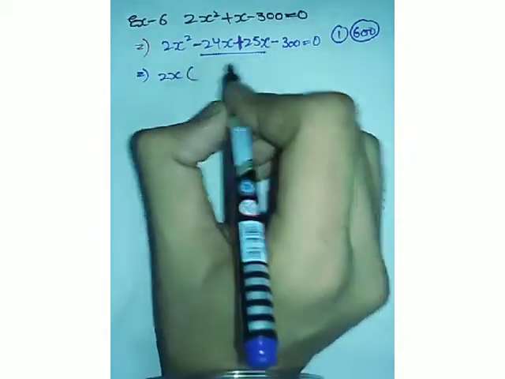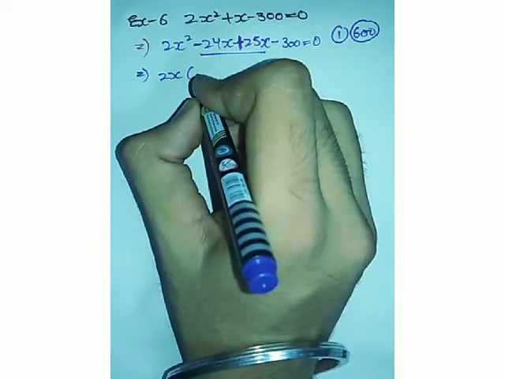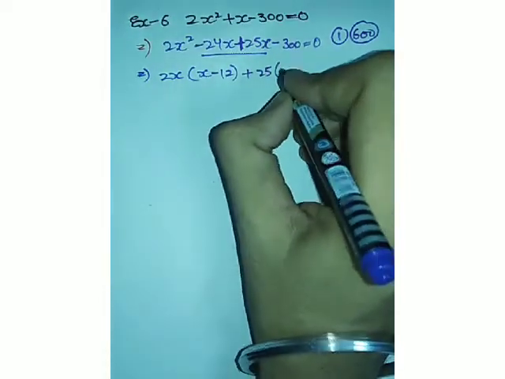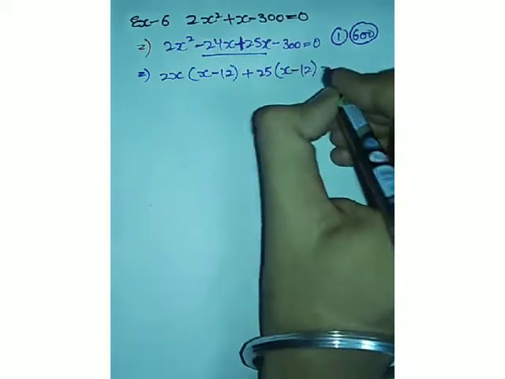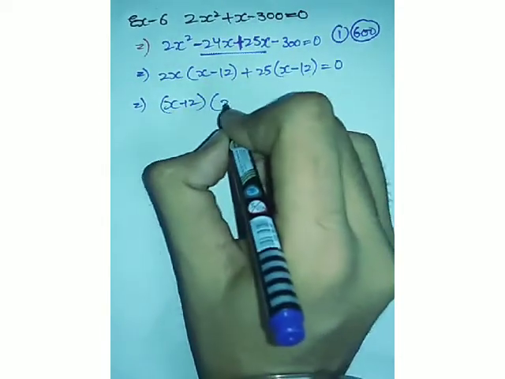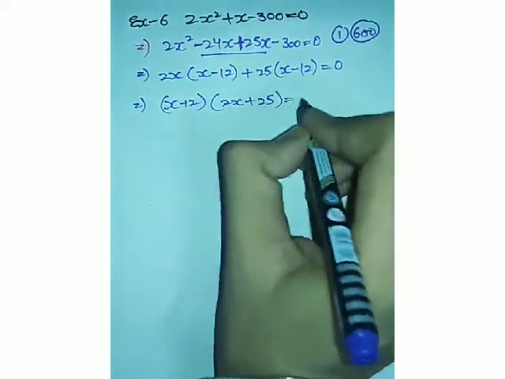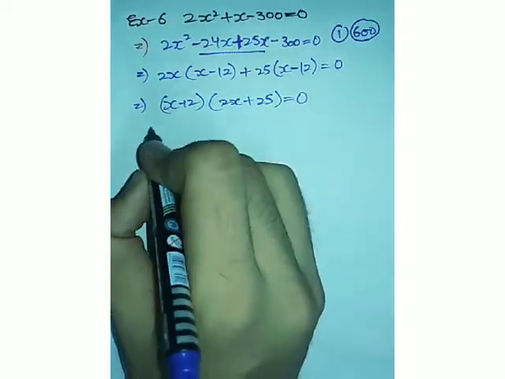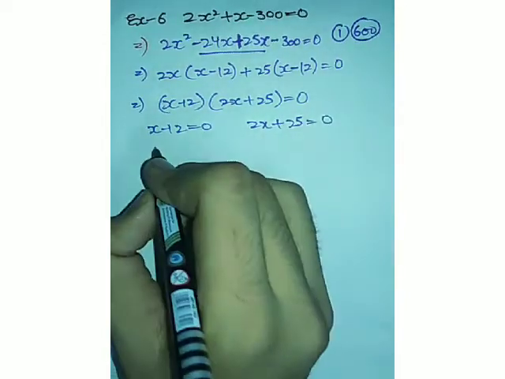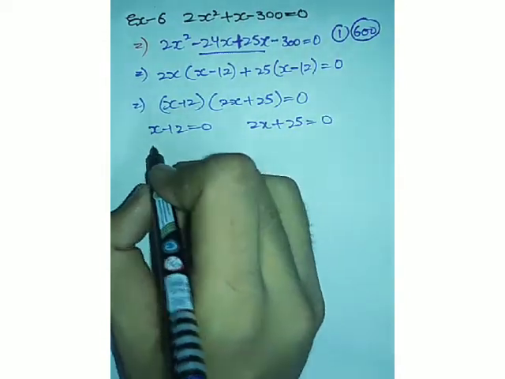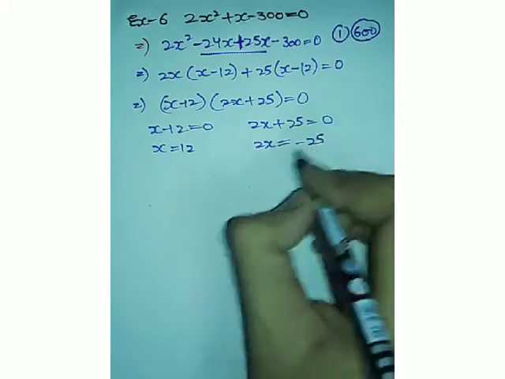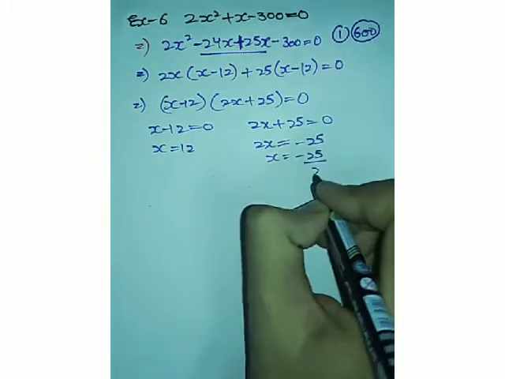Now take 2x common from the first two terms, you will get x minus 12. Take 25 from the next two terms, x minus 12. From the whole equation, what are you getting? x minus 12 as a common factor and 2x plus 25 as the remaining factor. Now either x minus 12 is equals to 0 or 2x plus 25 is equals to 0. From here you are getting x is equals to 12, right? And from here you are getting 2x is equals to minus 25, or x is equals to minus 25 by 2.